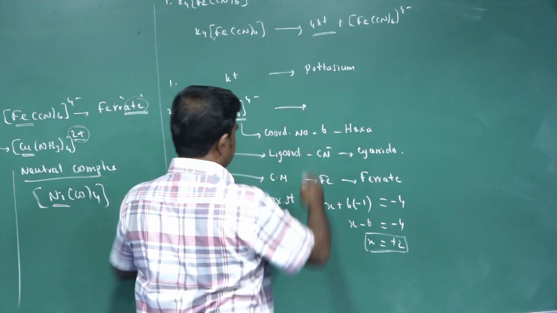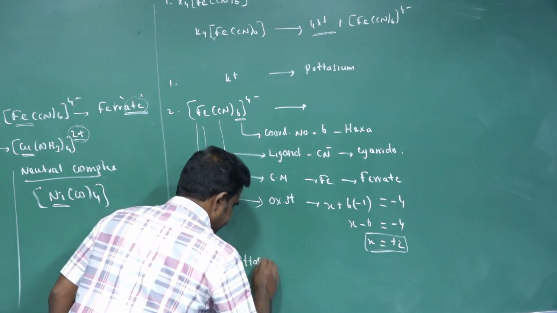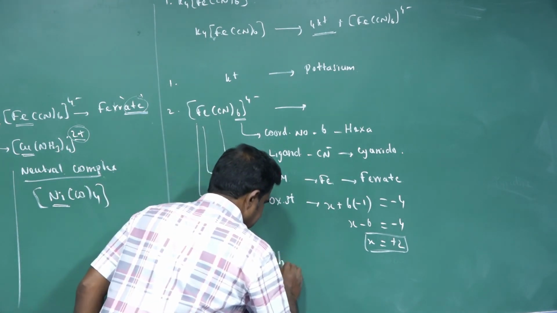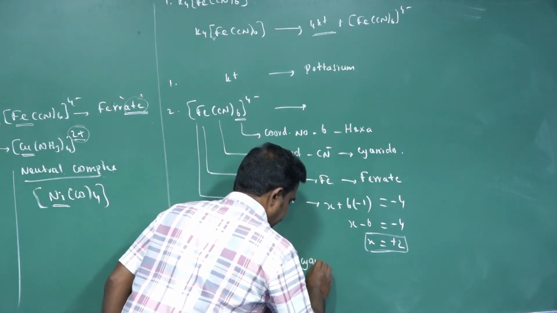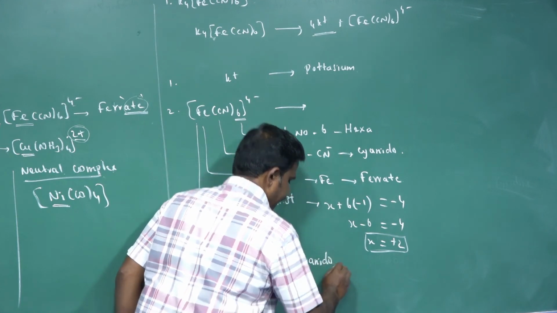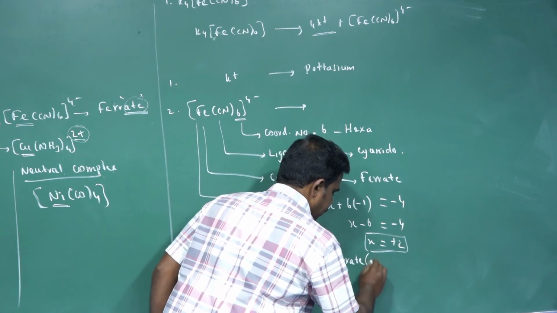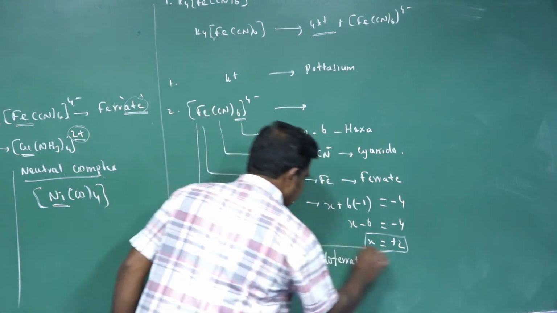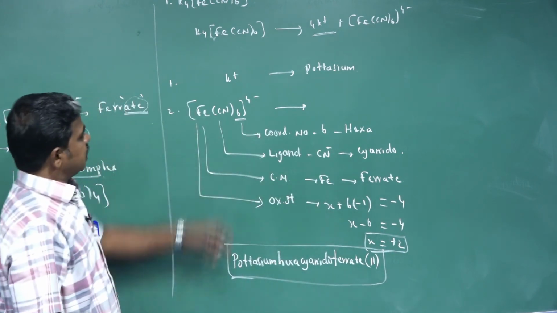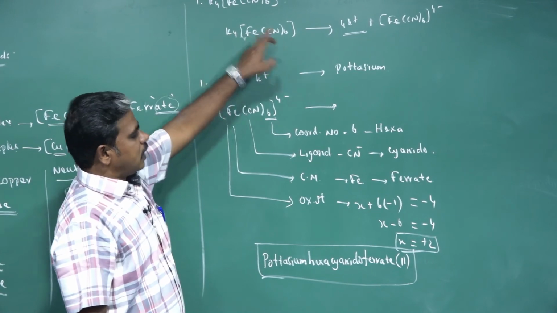So what is the complex name? It is potassium hexacyanidoferrate(II). So it is the name of the complex: potassium hexacyanidoferrate(II).